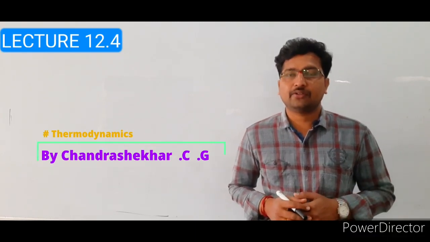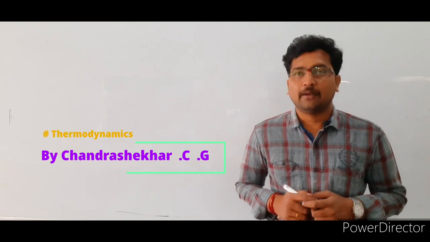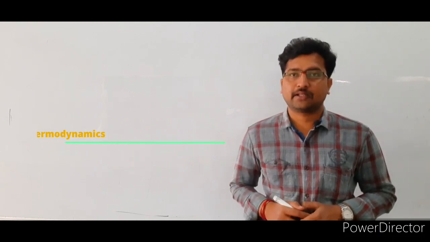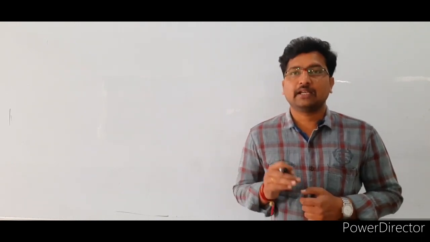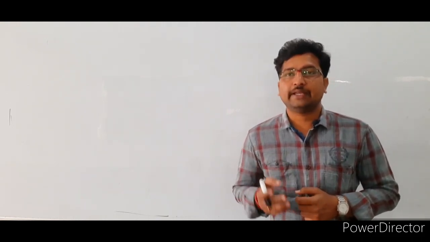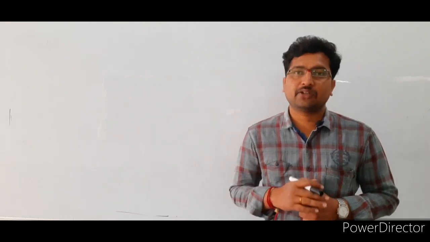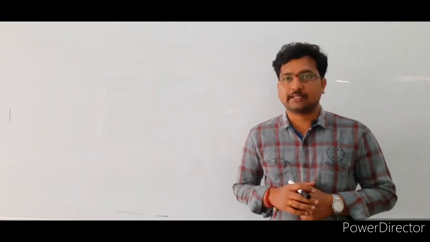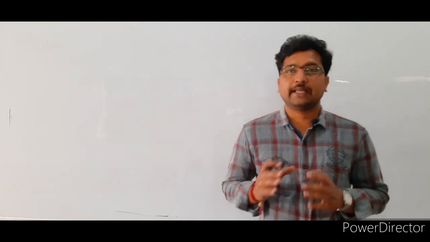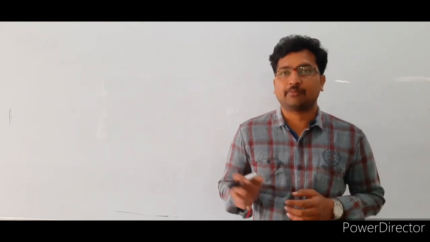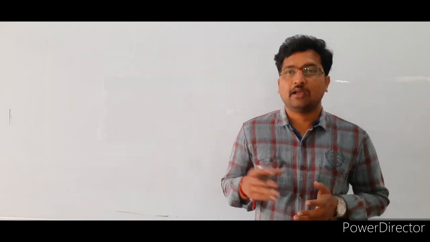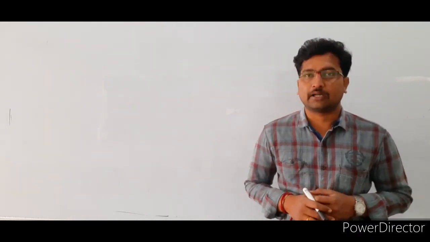In the previous video, we discussed the concept of the PV diagram, Carnot engine and Carnot cycle. The first one: what do you mean by the PV diagram? The graphical representation of the variation of pressure with respect to volume is known as the PV diagram. The area under the PV diagram gives the work done. It is a very important point.